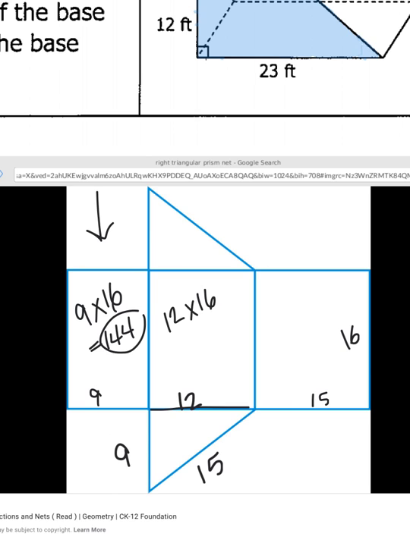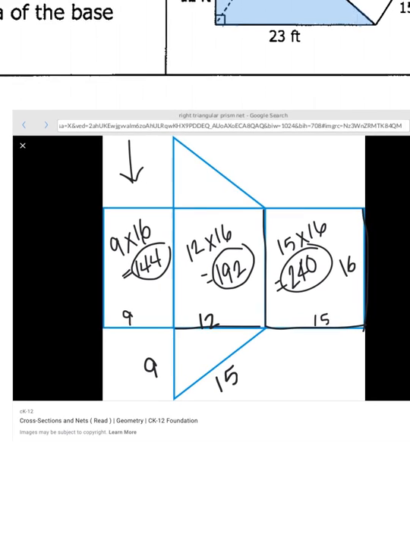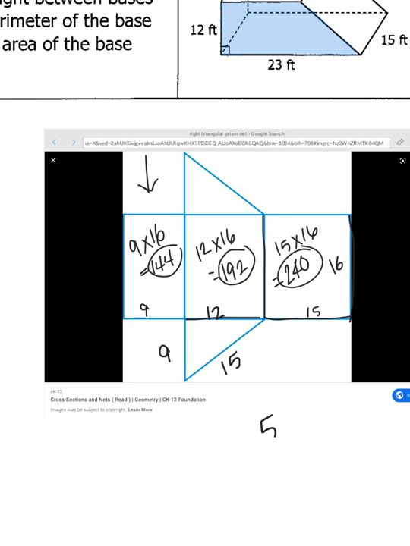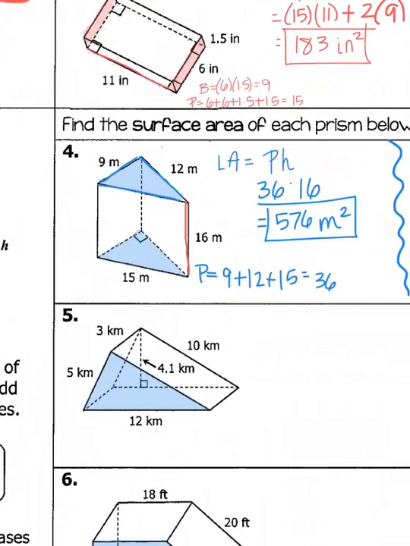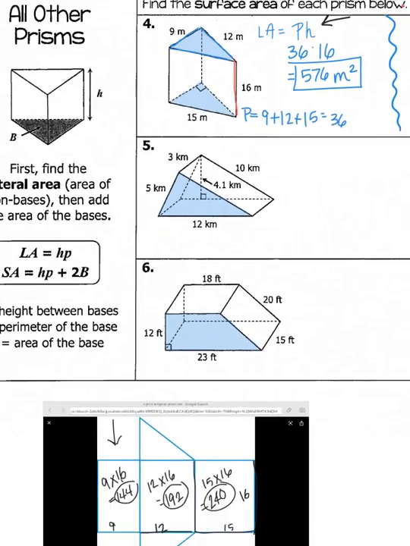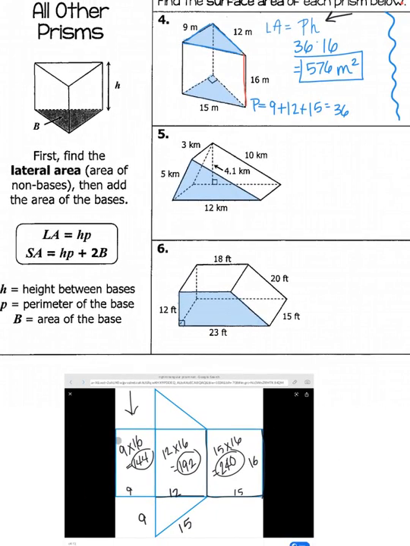Remember, it's just length times width, right? That's what we're doing for all of these. And for this last one, we have 15 times 16. And when you add those 3 together, you should get 576, which gives us the same thing as this formula. It's kind of like a shortcut that we use to find the lateral area. But essentially, guys, this is what you're finding. You're finding the area of all the lateral faces, so your 3 rectangles. I hope that made more sense as to understanding what lateral area is.